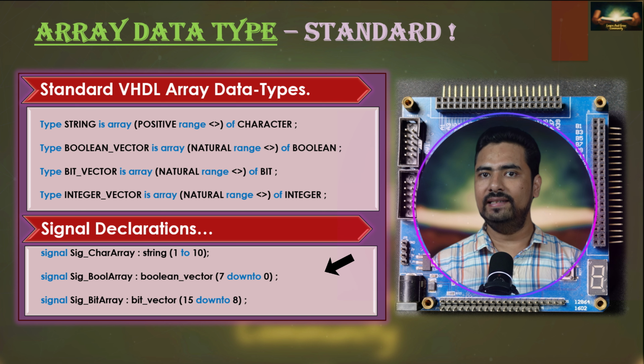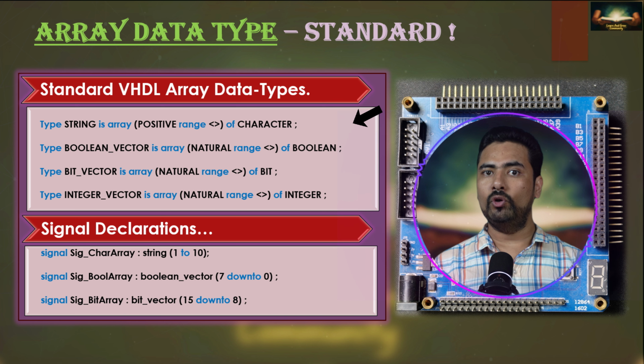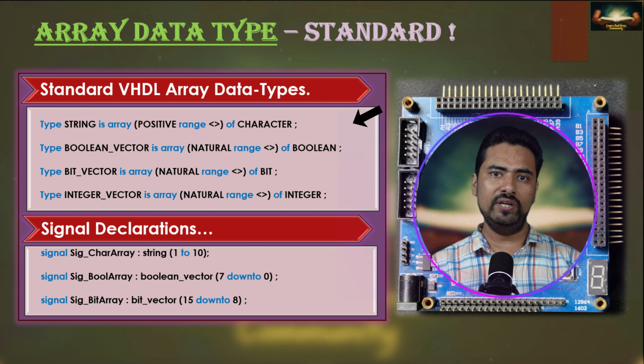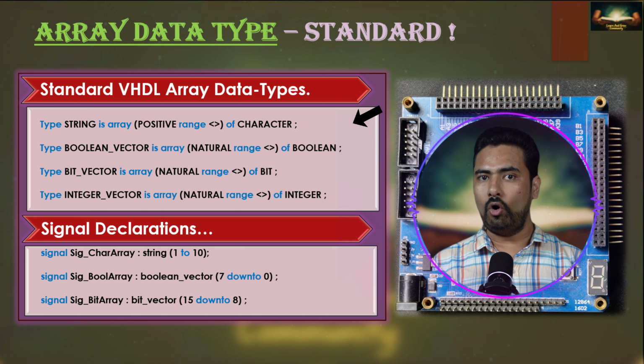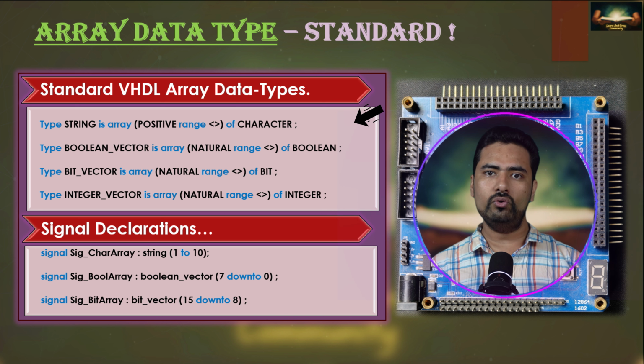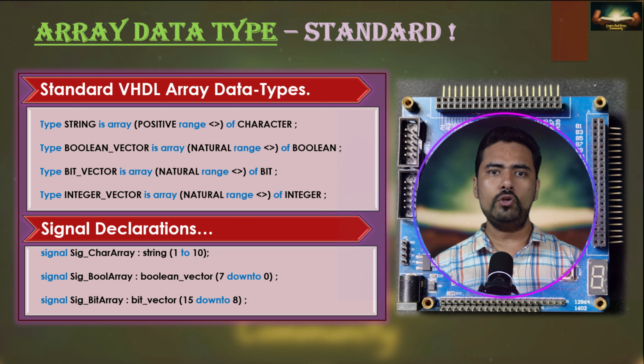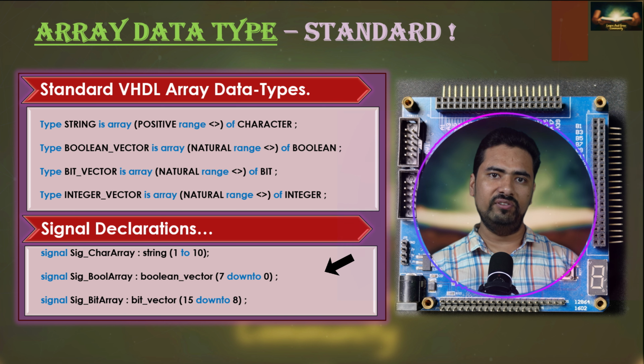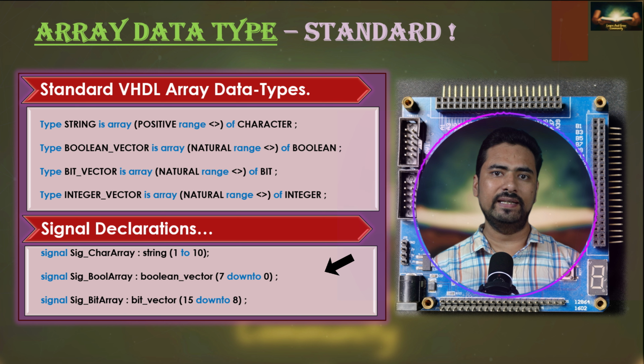Now we will see the signal declaration part. This is important because if you are just defining the custom data types, but you are not using these custom data types in your VHDL projects, like you are not defining any signal with those data types, then there is no use of defining those data types because you are not using them anywhere. So look over the bottom section of this slide. We are defining some signals here.